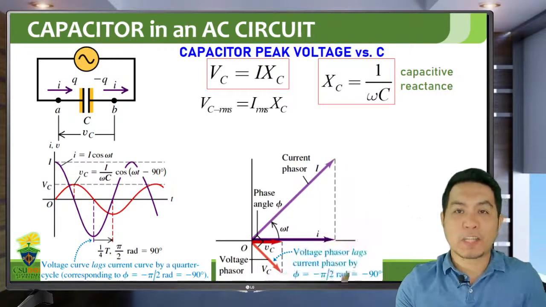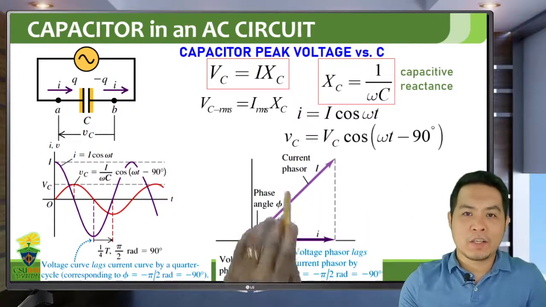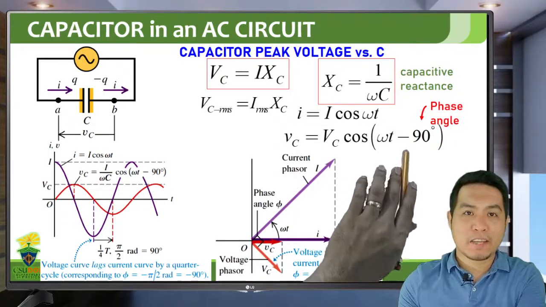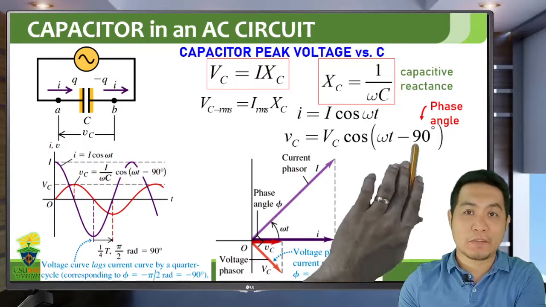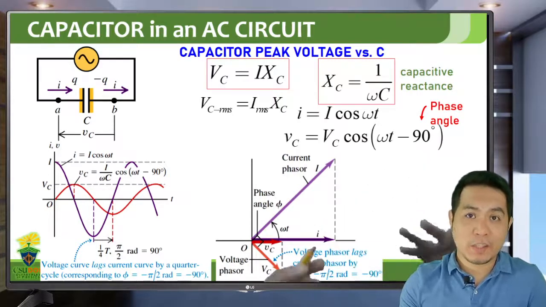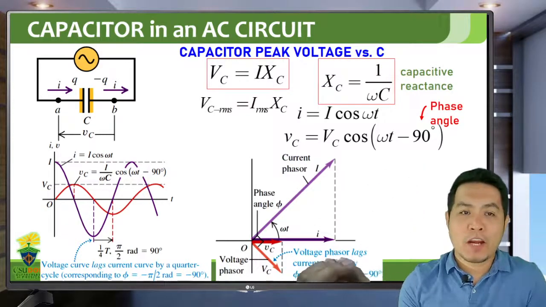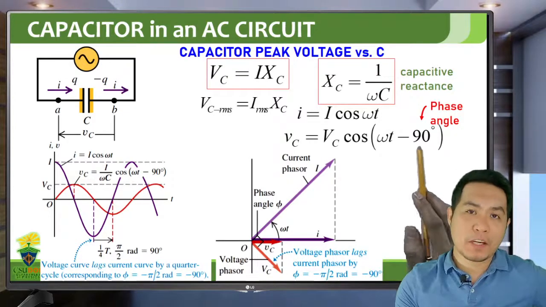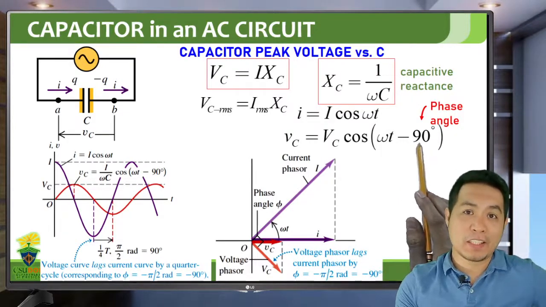So this is what we call the capacitive reactance. So the voltage now lags by 90 degrees. So the phase angle is negative 90 degrees. So for a resistor, the phase angle is 0. For a pure inductor, the phase angle is positive 90 degrees. But for a pure capacitor, the phase angle is negative 90 degrees.